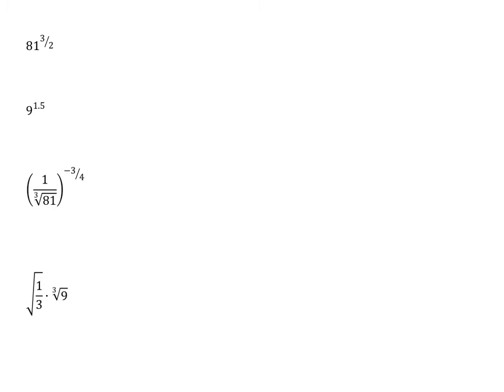If we have 81 to the 3/2 power, that's the same as saying 81 to the 1/2 power cubed. And 81 to the 1/2 is like the square root of 81 cubed. Well, the square root of 81 is 9. And 9 cubed is 729.